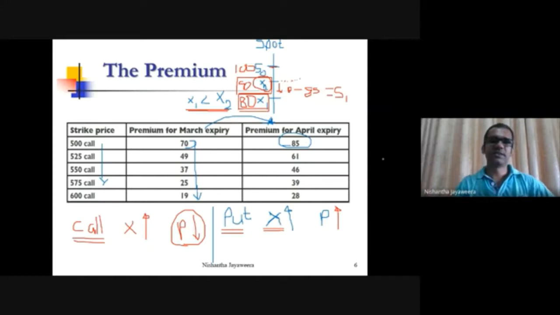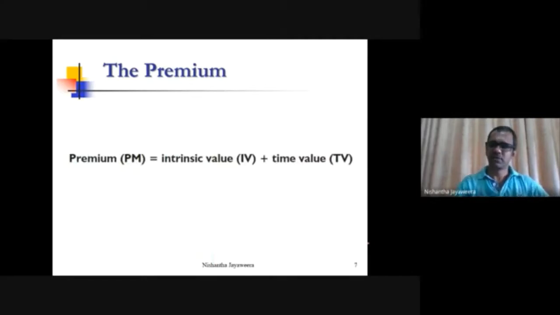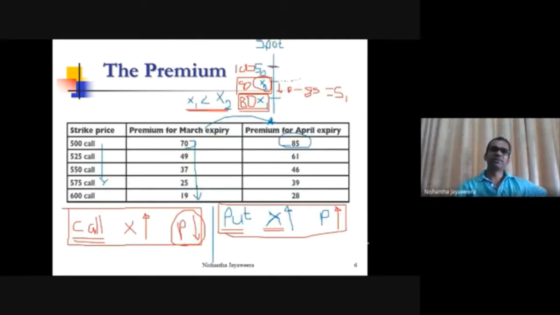Okay, so basically these two relationships are true. For a call option, when the strike price increases, the premium decreases. For a put option, when the strike price increases, the premium also increases. Okay, that's the relationship.